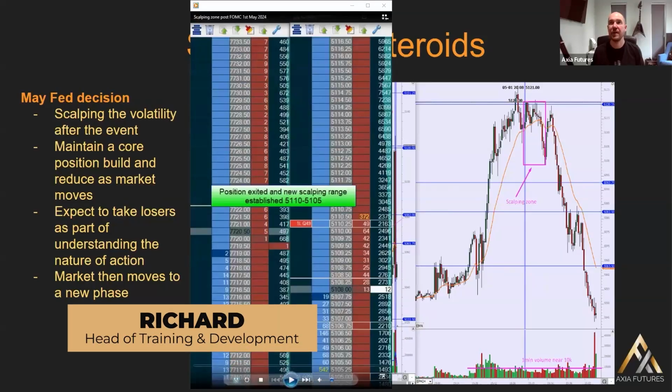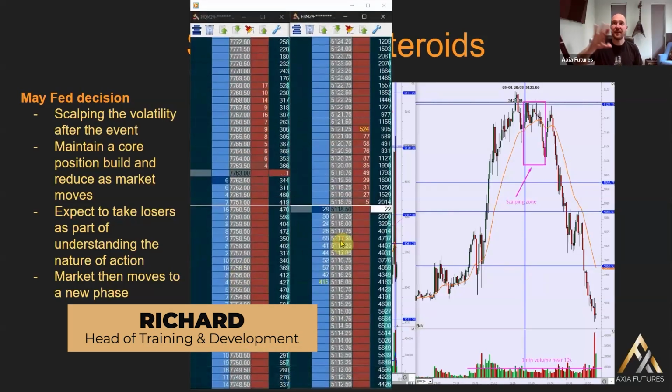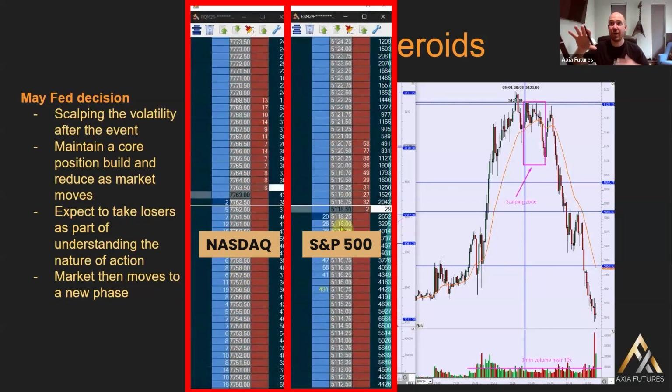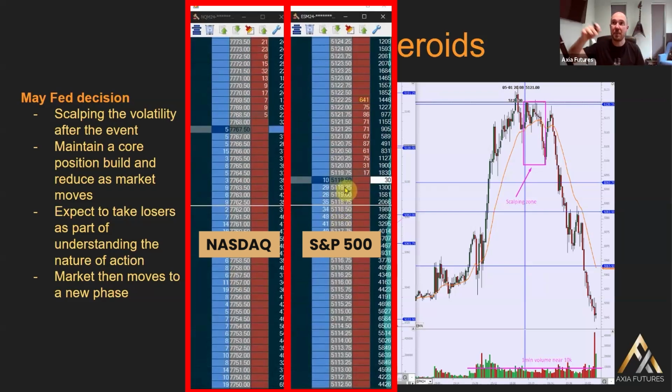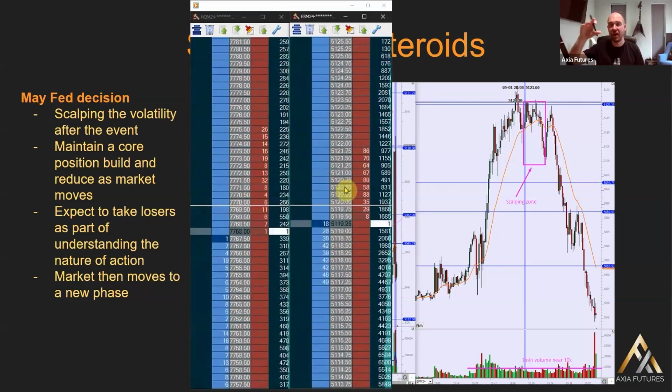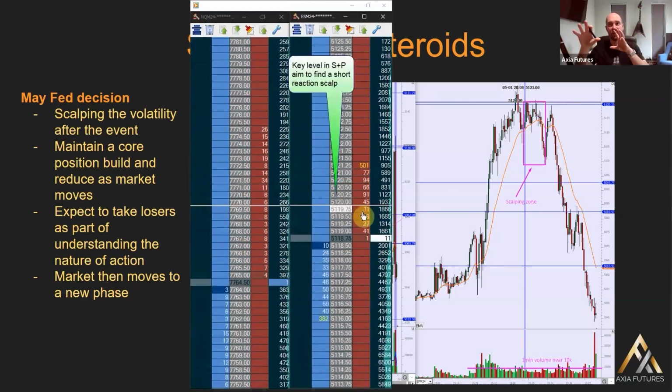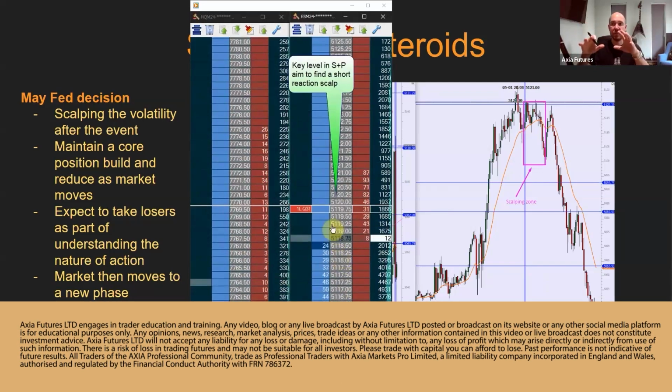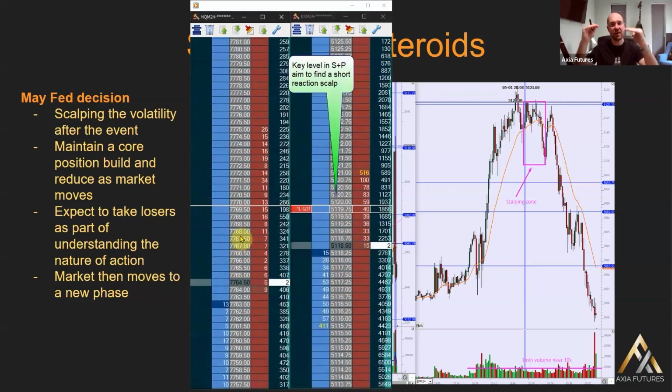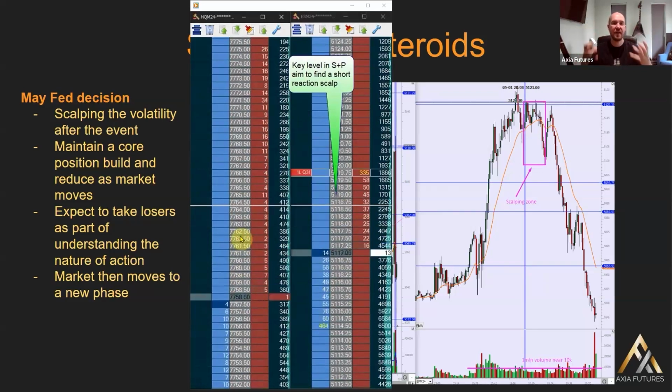So here we go. This is the S&P and the Nasdaq together. S&P on the right, bumping up against that 20 level. I've put a few little pointers in this as well. And what I'm always looking at is where the markets are reaching equivalent points. So this is how I'd go about scalping.